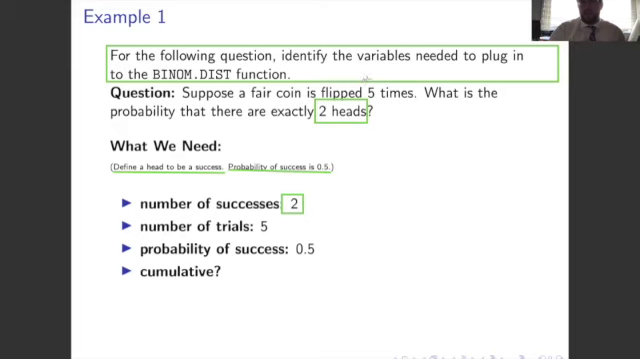Because we're flipping the coin 5 times, that's 5 trials. We're trying to do this 5 times. We've already said the probability of success is 0.5. Now the question here, is this cumulative? And the answer is no.